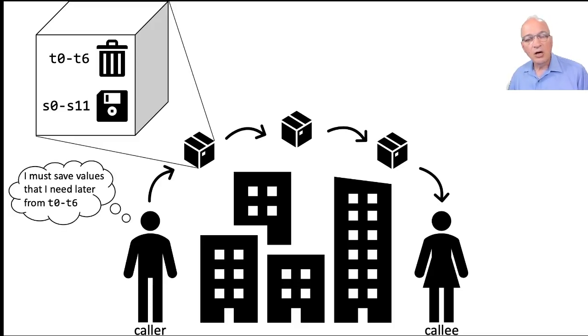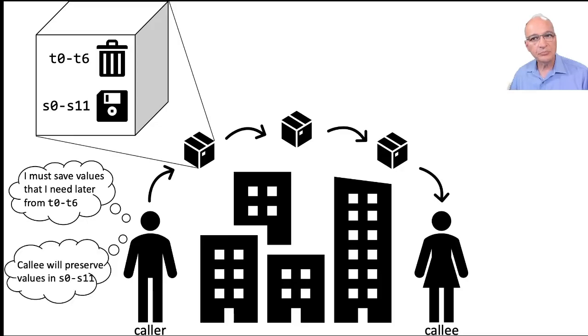So what the caller will be thinking is, if I have anything of value in T0 to T6, I must save it somewhere before I make a call to the callee. And the callee will preserve the values of S0 to S11 for me. This is our contract.